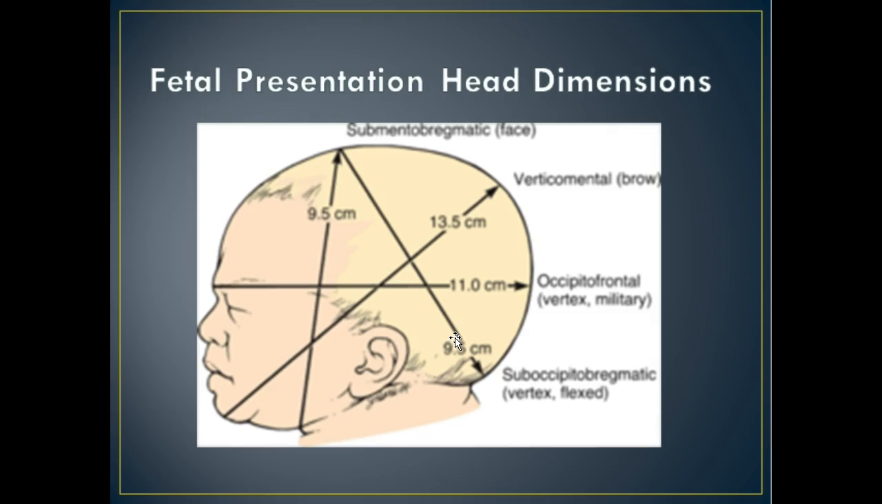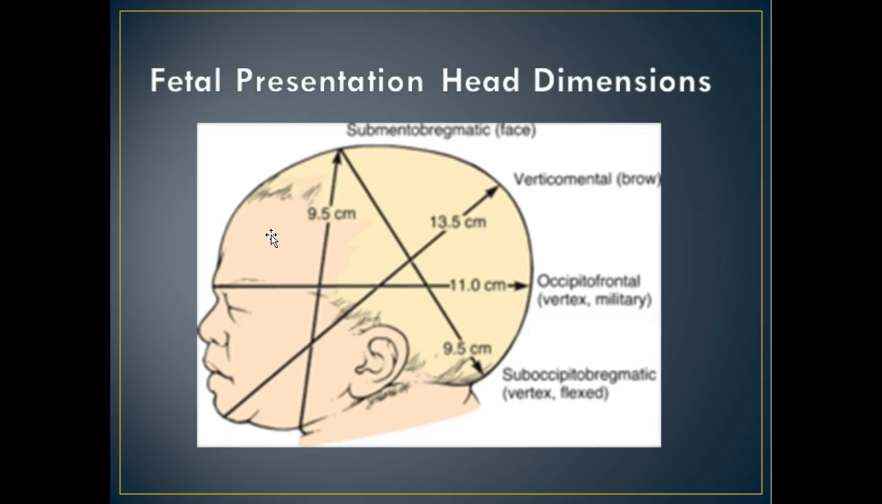All right, so then we've got the verticomental, which is the brow presentation. So this is when what you're feeling emerges right here, right? And that's 13.5 centimeters. So essentially baby's head is extended. So a face presentation is very extended, and then the brow presentation is an extension. And that's really hard to get out.